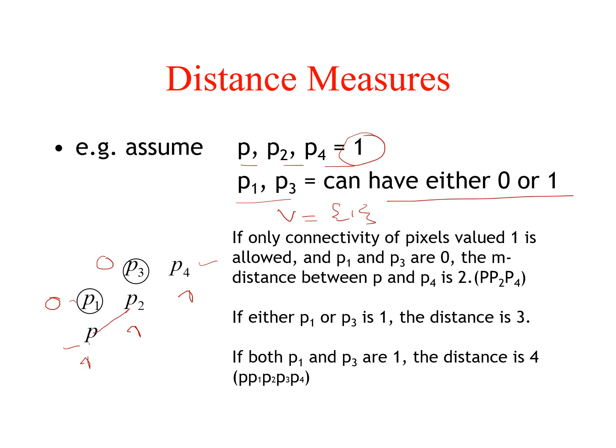What about this P2, P3? Can we connect? No. So you have to connect from P2 to P4. So this is M adjacency, right? So what is this? This is 1 plus 1, that becomes 2.